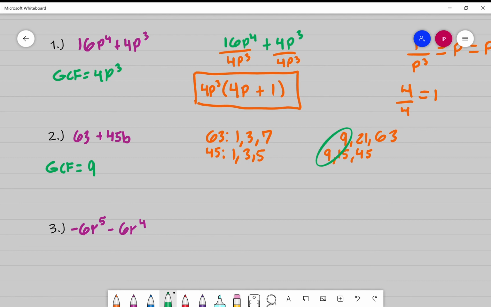So let's go to the next step. I'm going to erase this part so I can have a little more room. Let's see.